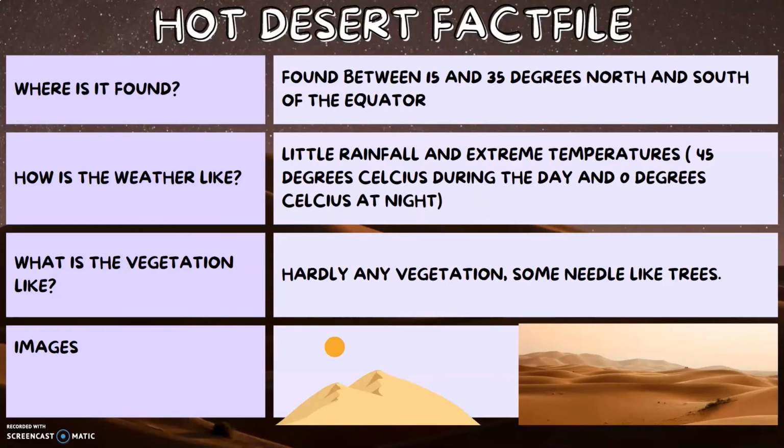Hot deserts. These are found between 15 and 35 degrees north and south of the equator. There tends to be little rainfall and extreme temperature changes, with 45 degrees Celsius during the day and 0 degrees Celsius at night. There's hardly any vegetation, but some needle-like trees to conserve water.